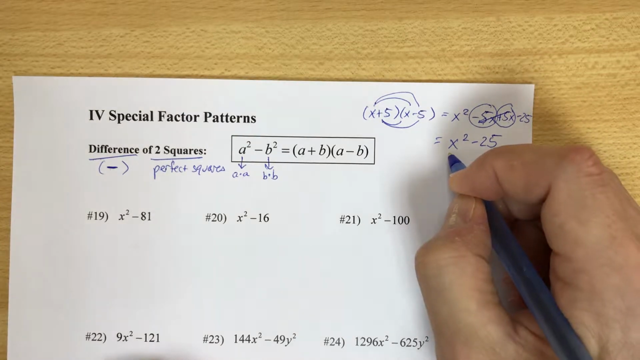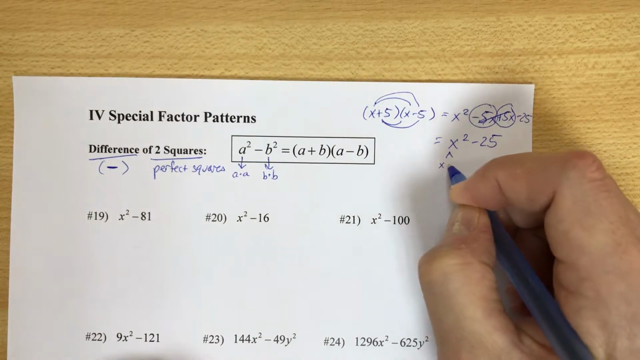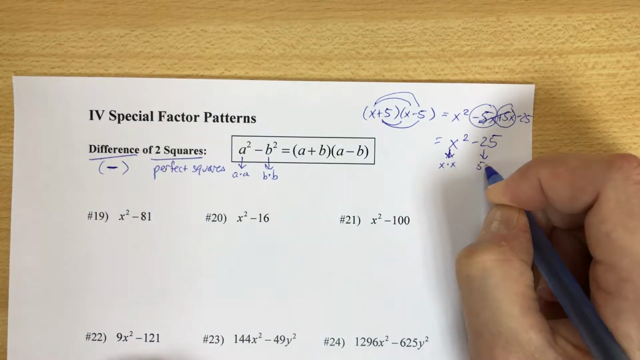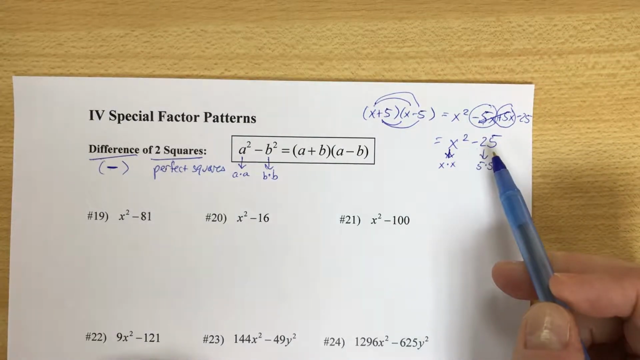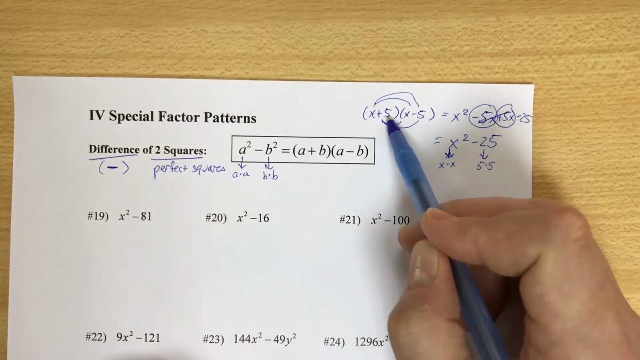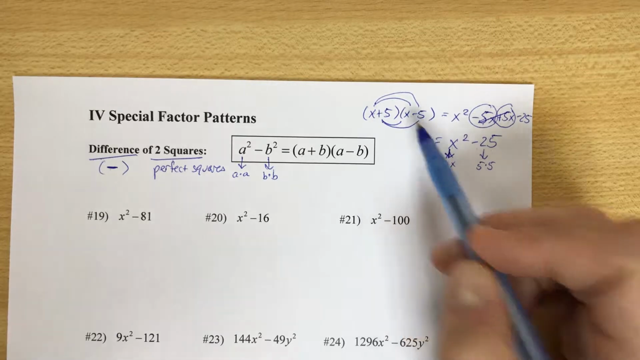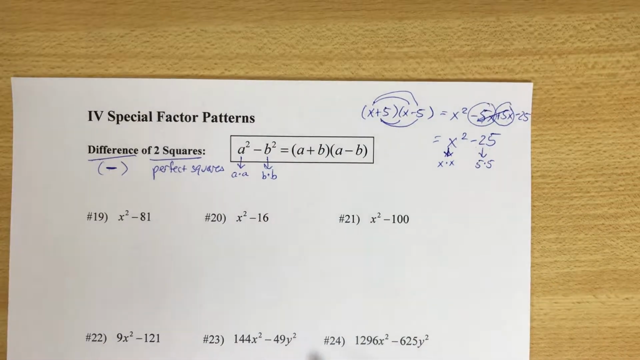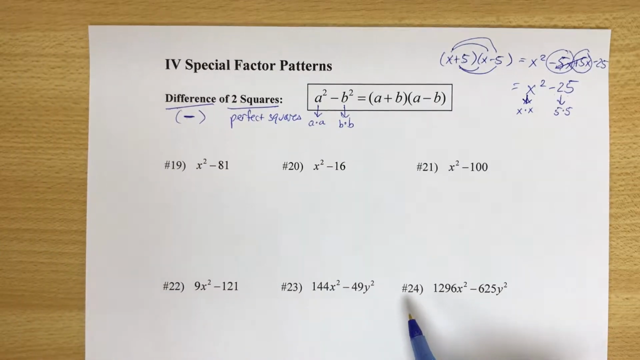Well, x squared is x times x. 25 is 5 times 5. That's a perfect square. And we're subtracting them. So what we're saying is that if you see this, you can go back to that immediately. You do not need to do a times c, what multiplies to ac and what adds up to 0. You can immediately factor this into your two binomials.